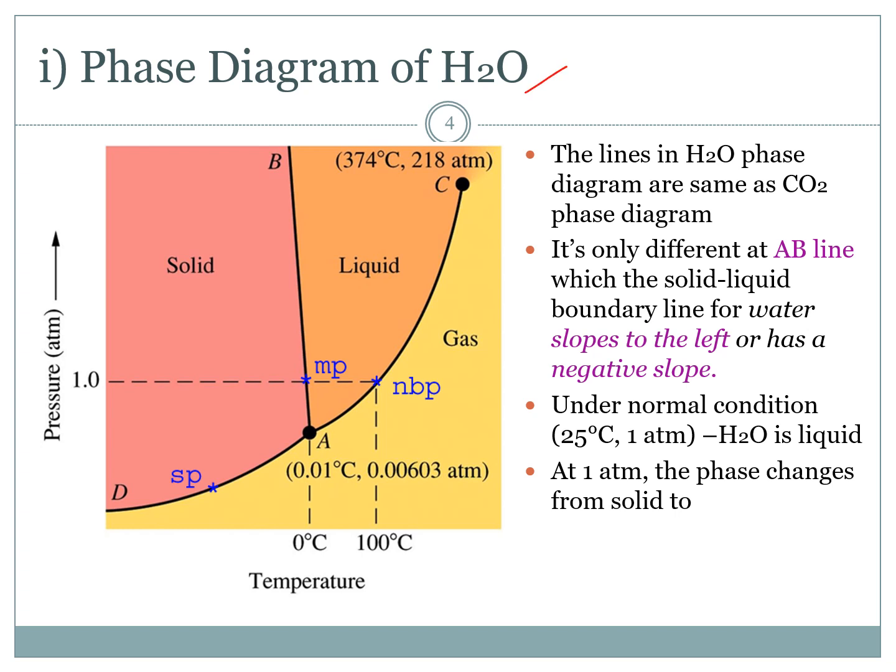This is a phase diagram of water. The lines in the H2O phase diagram are similar to the carbon dioxide phase diagram. The only difference is at line AB, the solid-liquid boundary line, which for water slopes to the left or has a negative slope. Water is liquid under normal conditions at 25 degrees Celsius and 1 atm. At 1 atm, the phase changes from solid to liquid to gas or vice versa.